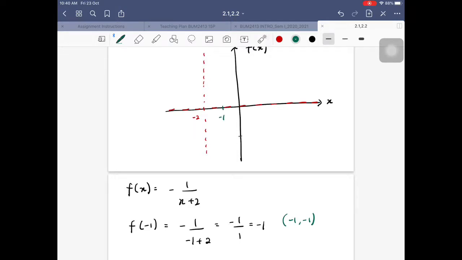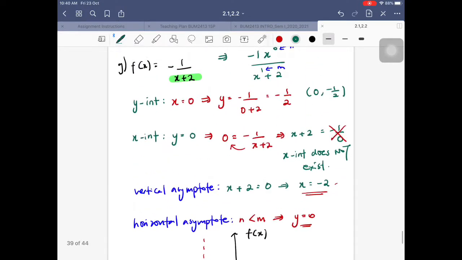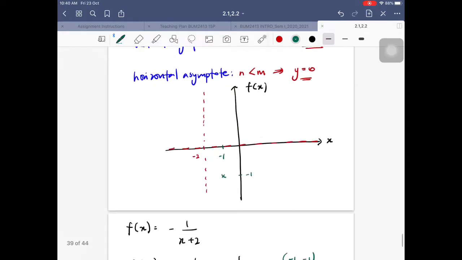So let's say negative 1 is somewhere over here. Negative 1 is perhaps going to be somewhere down there. And we know that we have our intercept point as well, which is at 0, negative a half. So 0, negative a half is probably going to be somewhere over here.